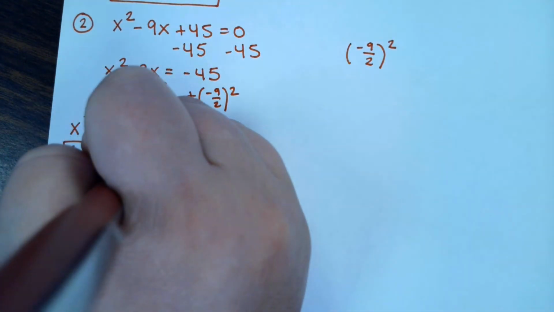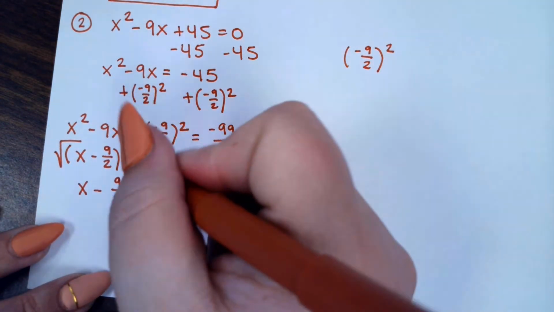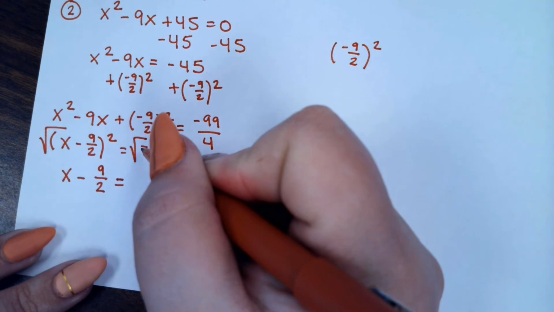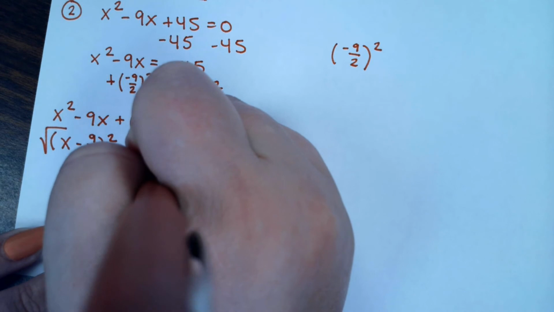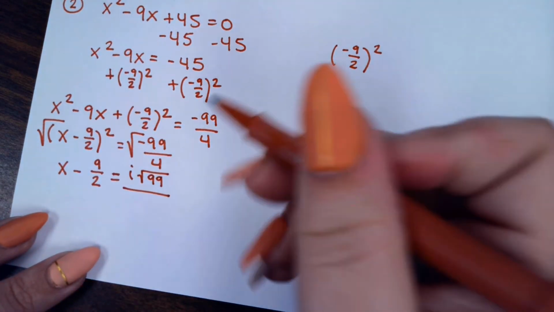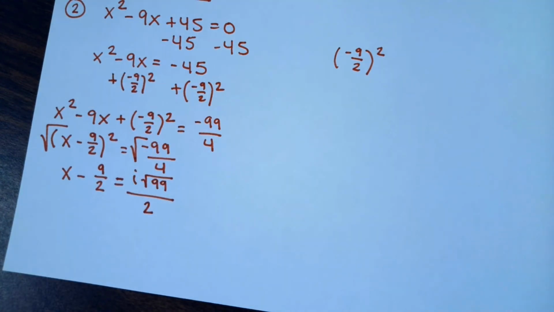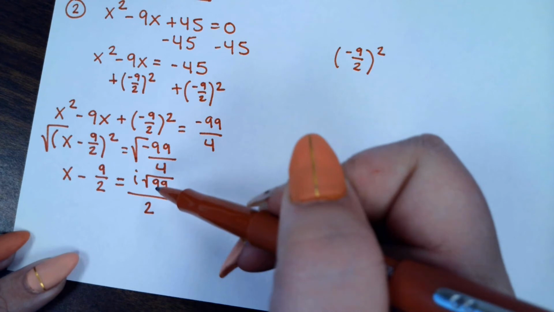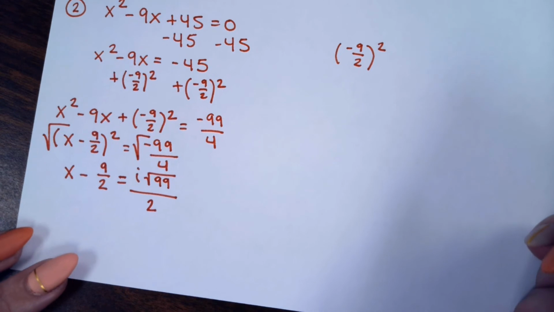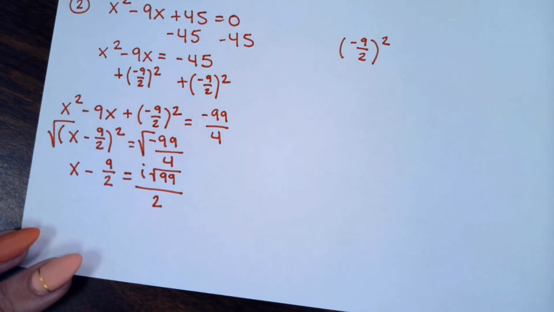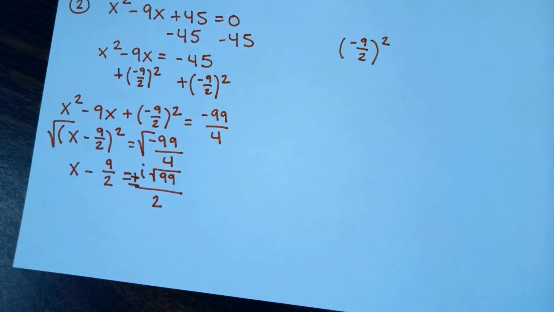x minus 9 halves equals, let's simplify this a little bit before we rewrite it. So since I have a negative, I'm going to pull out the i. So i root 99 over the square root of 4 gives me 2. So I just simplified this and rewrote it this way, pulled out the i, and the square root of 4 gives me 2. And then we just got to get x by itself. Oh, I forgot my plus or minus. Can't forget that. Need my 2 answers.